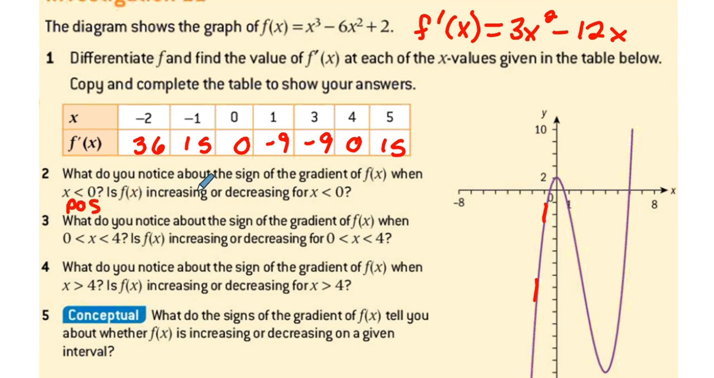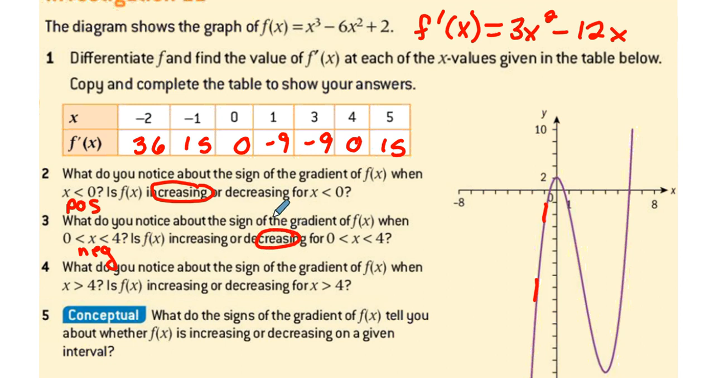Therefore, is f of x increasing or decreasing when x is less than 0? Increasing. Good, because it has a positive slope. Now for number 3, what do you notice about the sign of the slope when x is between 0 and 4? They're negative. Therefore, the function is decreasing.